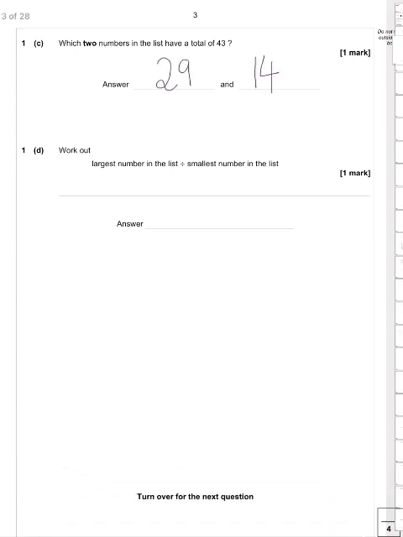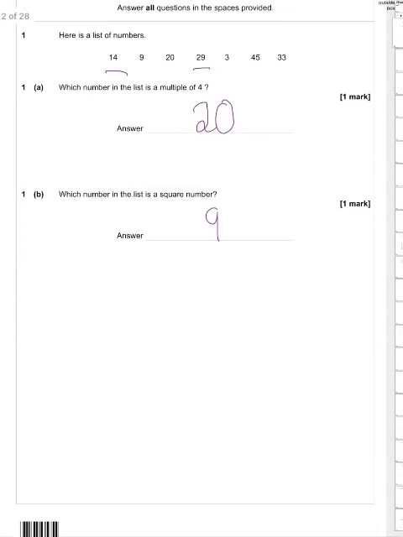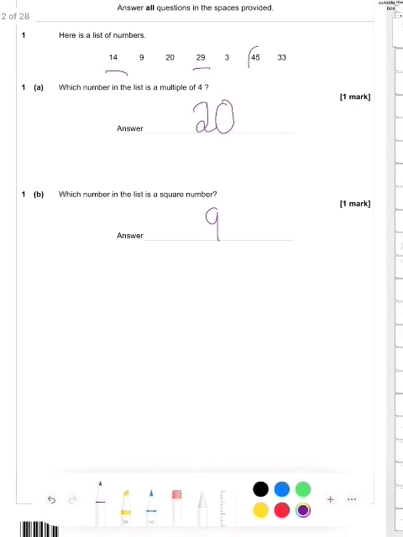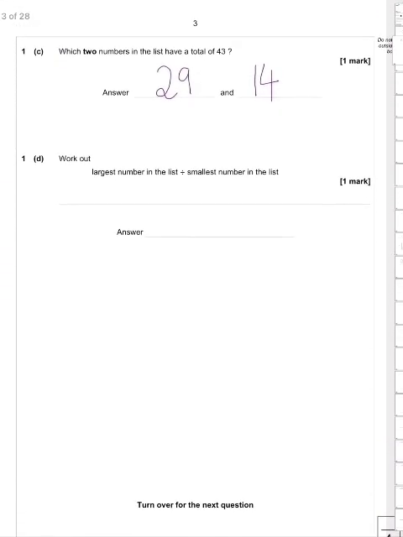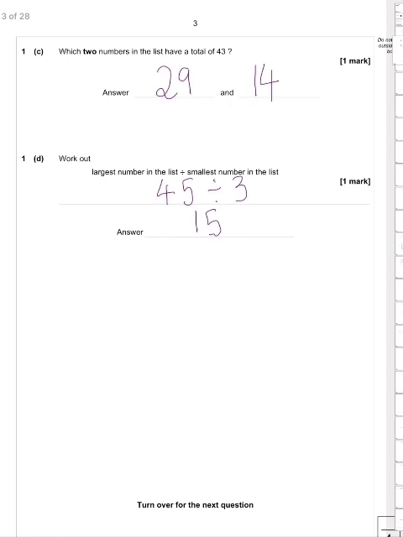Question 1D says work out the largest number in the list divided by the smallest number in the list. So again, if we look back, we can see the biggest number in that list is the number 45 and the smallest number is the number 3. So 45 divided by 3 gives us 15. Okay, if we move on to question 2.